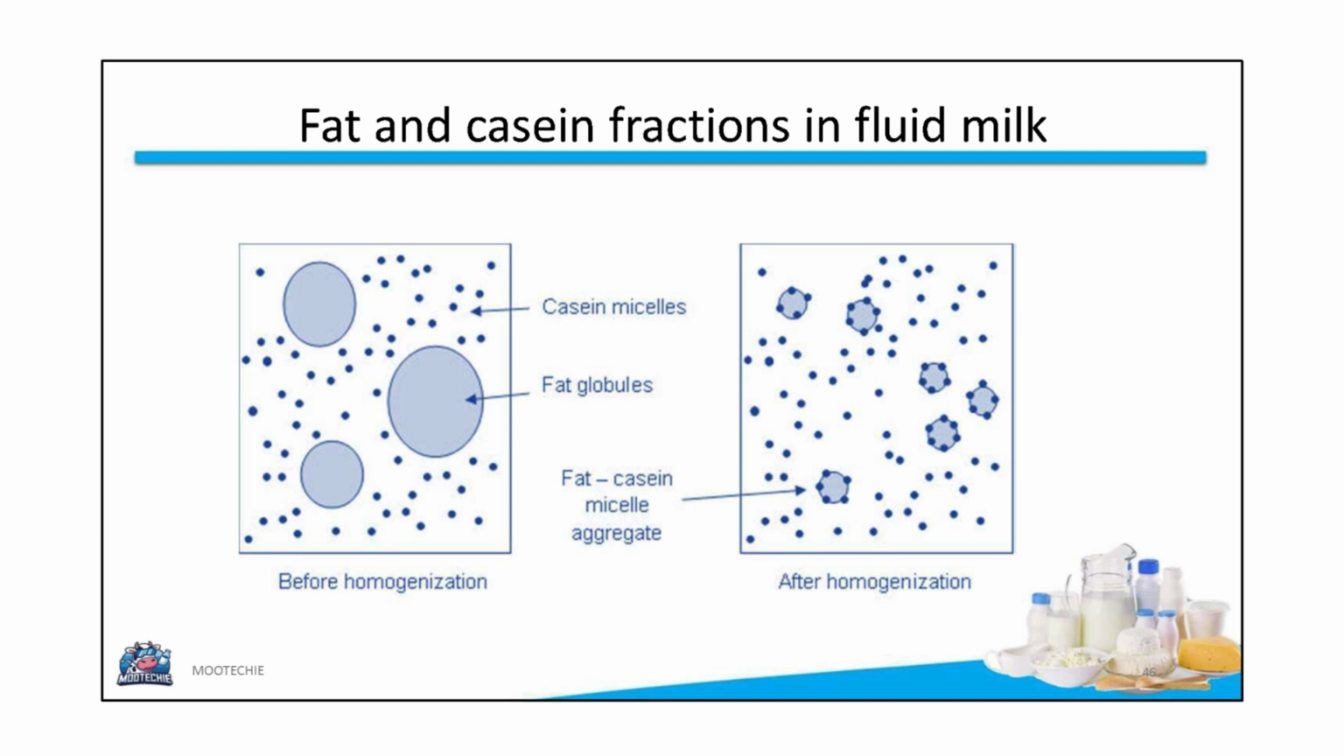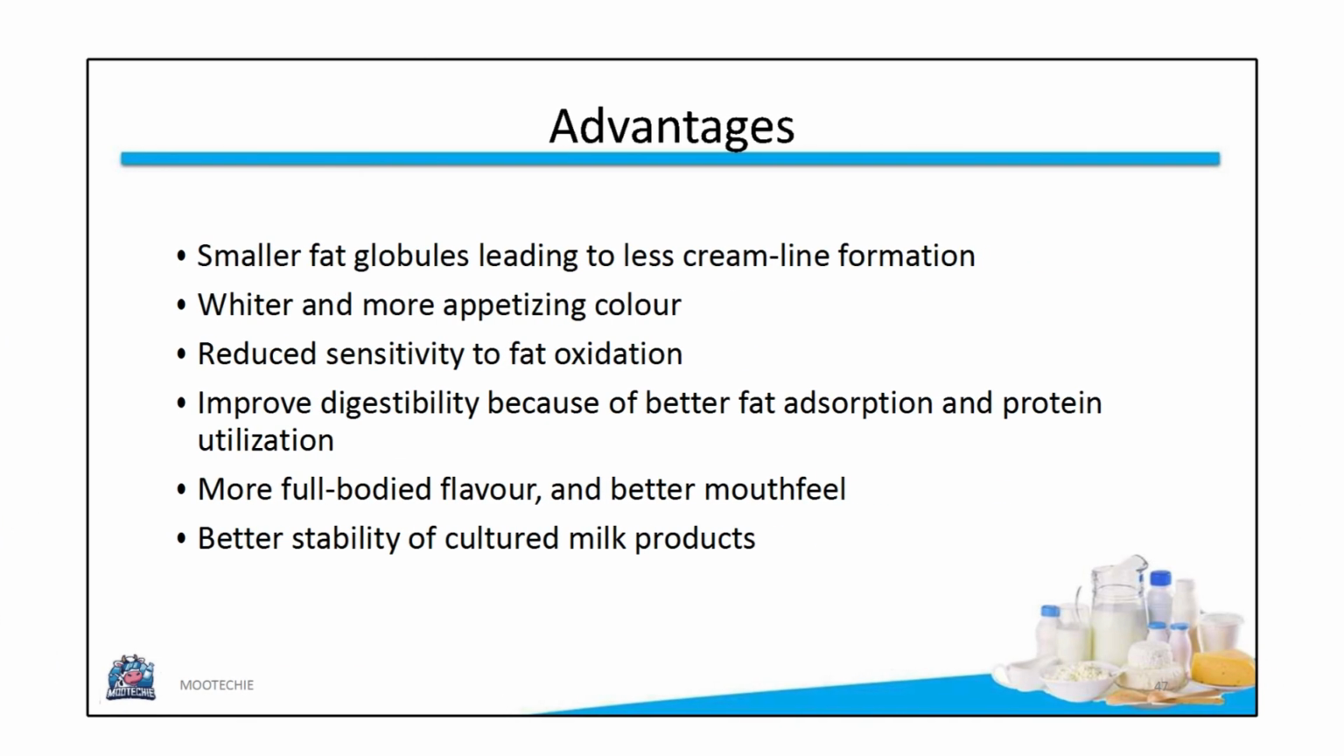After homogenization, we see the formation of fat casein micelle aggregates, where the new smaller fat globules are covered with casein proteins. The advantages of homogenization are numerous. It leads to smaller fat globules and less creamline formation. The milk has a whiter, more appetizing color.